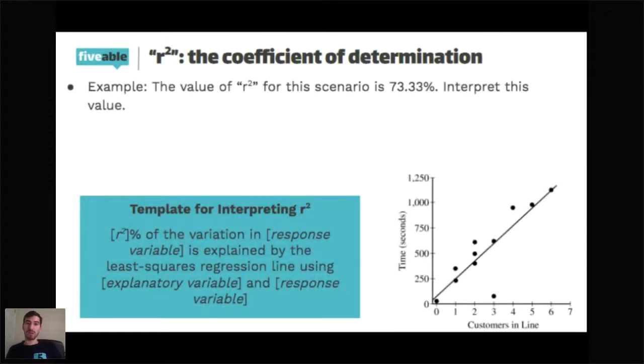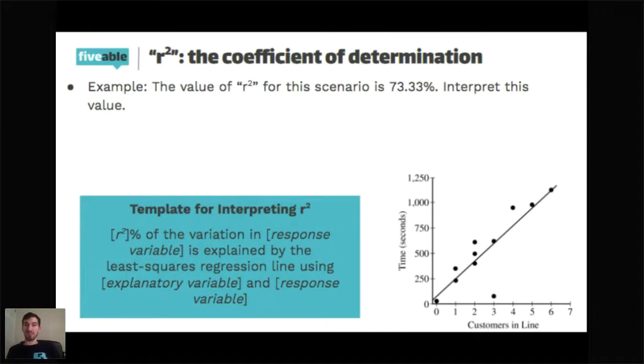Okay, in this situation, R squared is 73.33%. So your guesses weren't too far off. That is saying, if we look at the template here, that 73.33% of the variation in time it takes can be explained by the number of customers that are in front of you, or can be explained by the linear model that includes those two things.